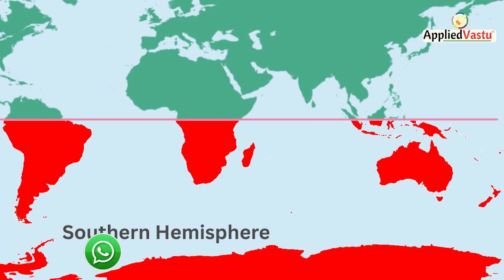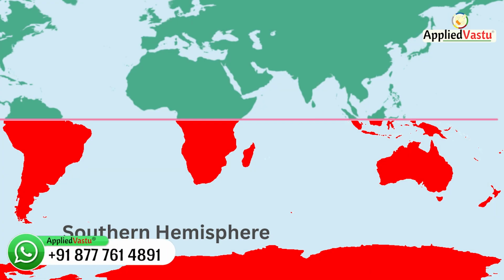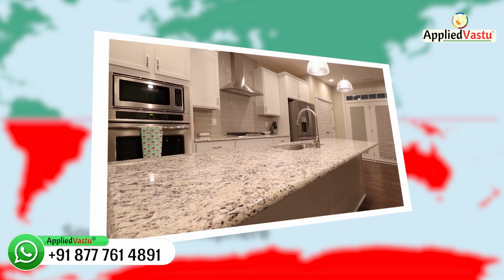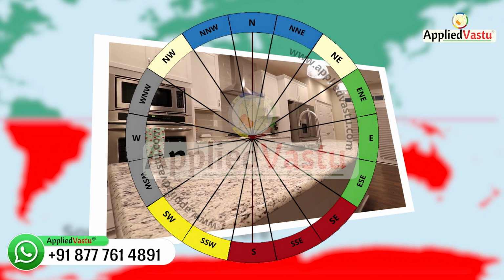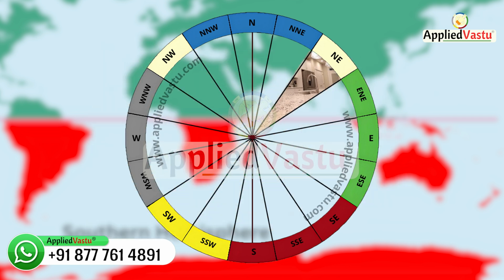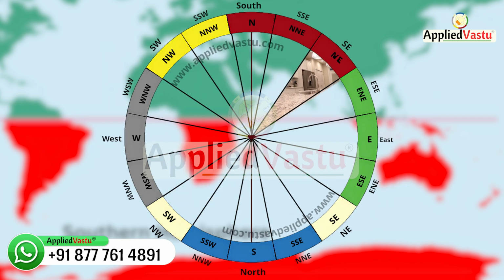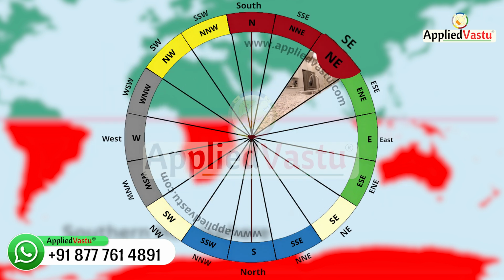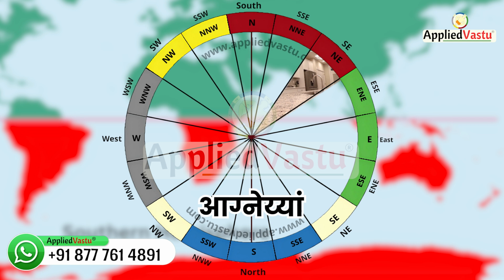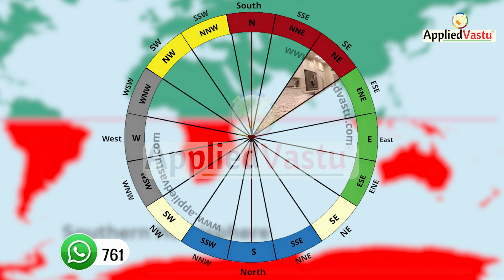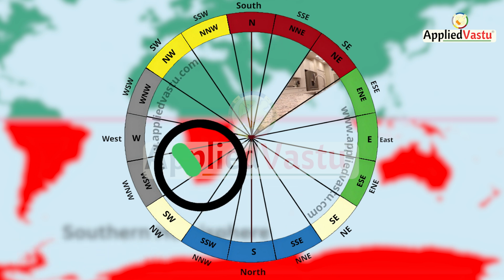That means, if you are in any country in the Southern Hemisphere and want to build a kitchen, you should build it in the direction that the regular compass or Northern Hemisphere compass shows as northeast, because in the Southern Hemisphere, the northeast corner becomes the southeast corner. And in Vishwakarma Prakash, a text of Vastu Shastra, it is stated, Agniyam Paka Shadanam, which means the kitchen should be in the southeast corner.